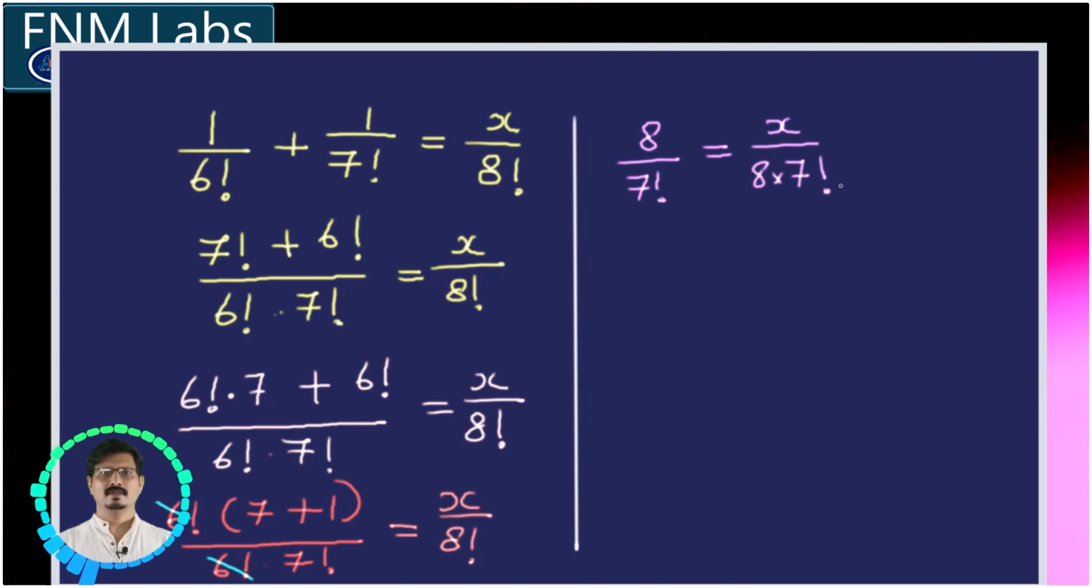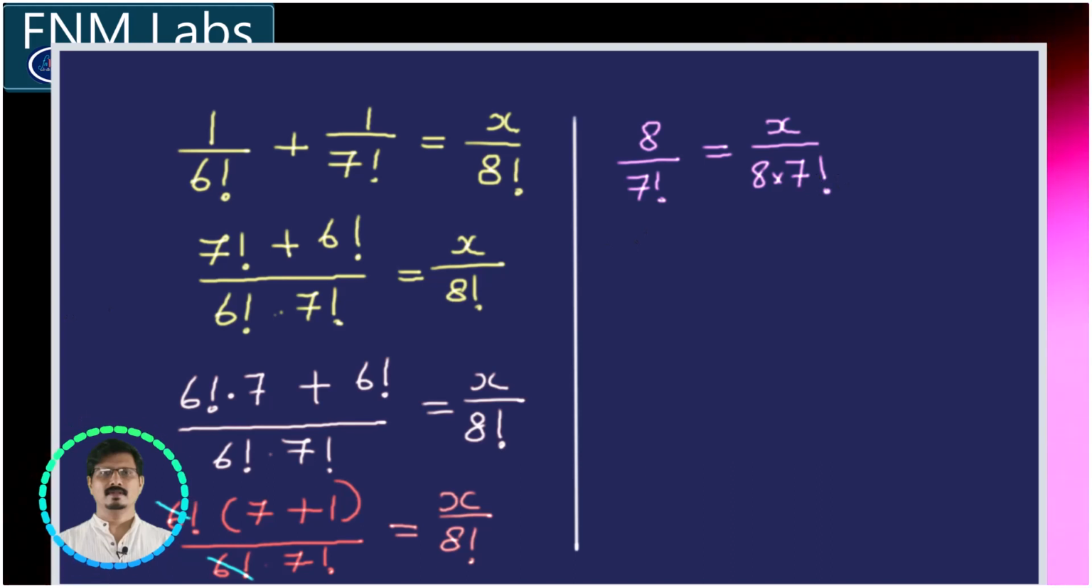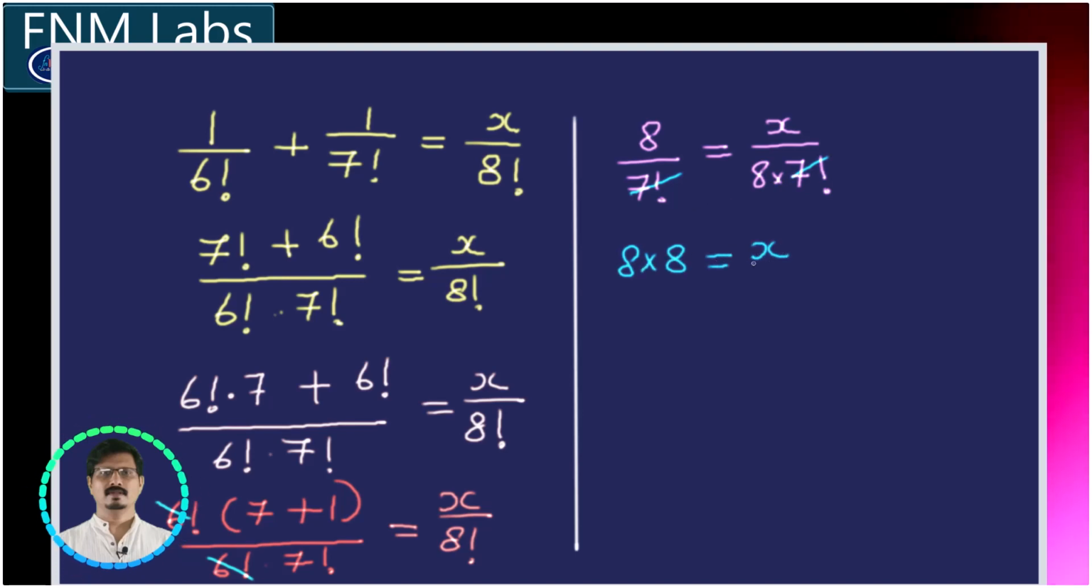Here also 8 factorial can be written as 8 into 7 factorial, and that becomes 8 into 8, that is equal to x. Therefore x equals 64.